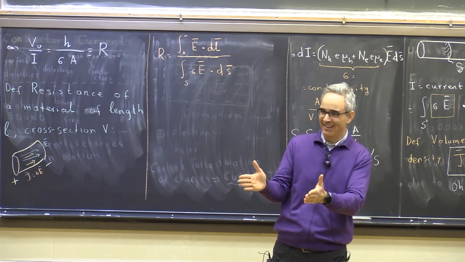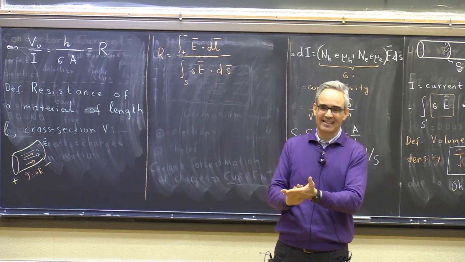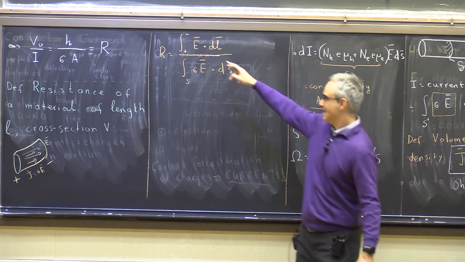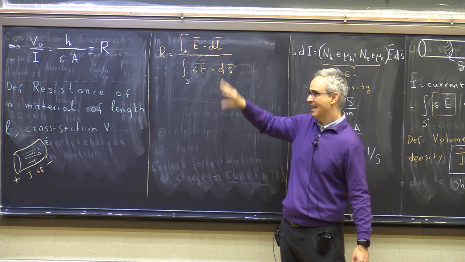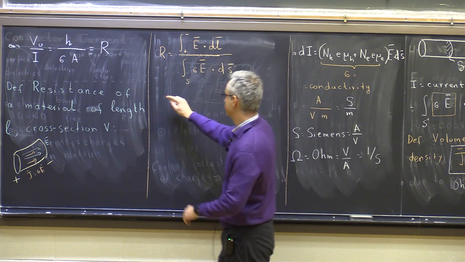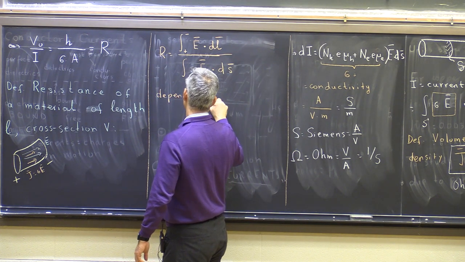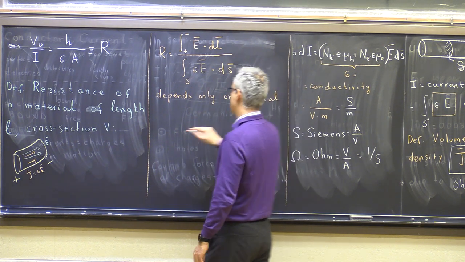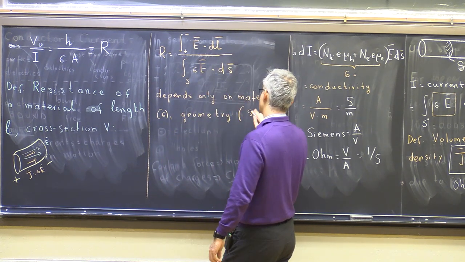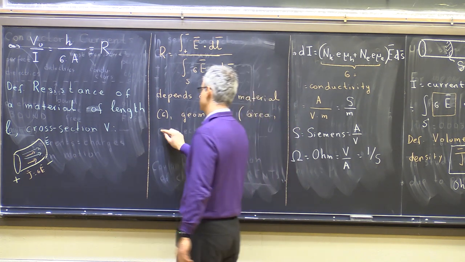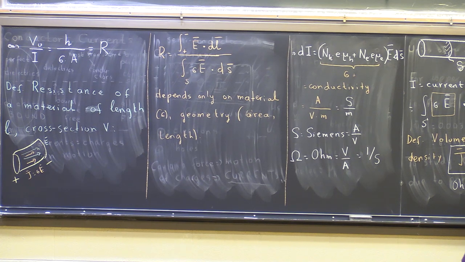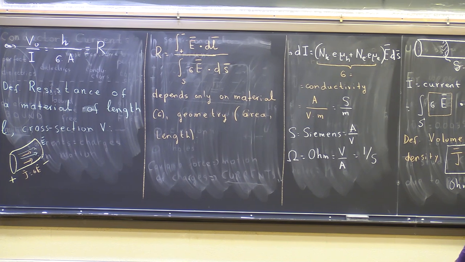You take a piece of a wire and you say, this is the resistance. It does not depend on the voltage that I apply or some other external factor. It solely depends on the geometry. Because the electric field appears in the numerator and the denominator, the electric field terms cancel out and you have something that depends only on the geometry and the material of the wire: the material through sigma and the geometry through area and length. So this is the formal definition of the formula you have seen before, that the resistance is length divided by conductivity times cross section.